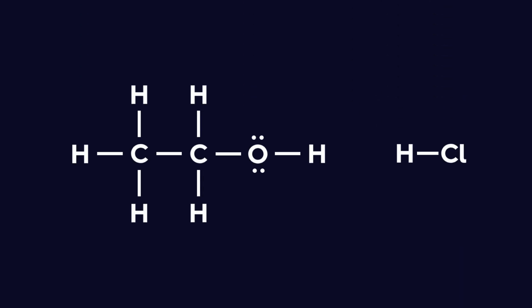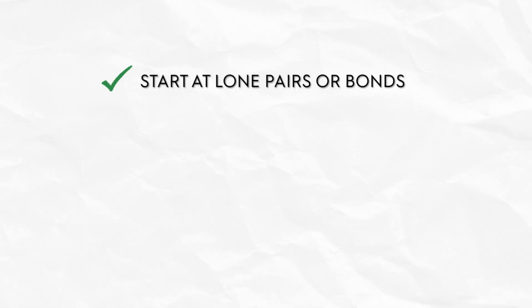Finally, let's put the rules together in a worked example. First, push the oxygen lone pair of ethanol toward hydrogen, not from hydrogen to oxygen. At the same time, push the HCl bond electrons to chlorine. The result is a new OH bond and a chloride ion as the leaving group. Same rules, clean arrows.